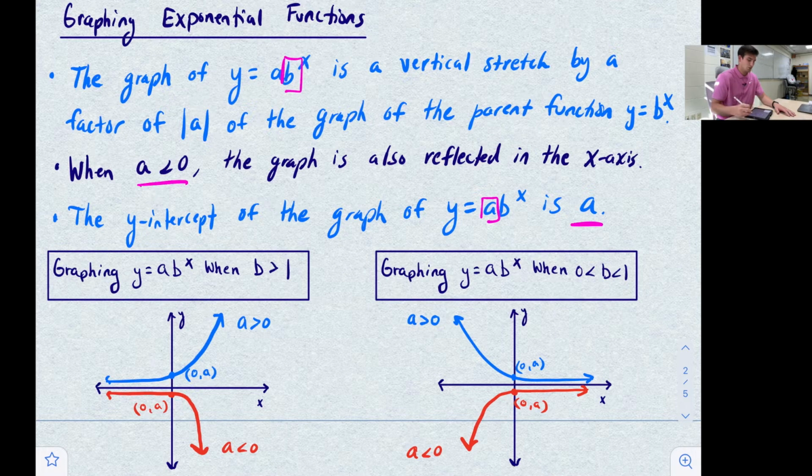B is what we are multiplying. Basically, it's our constant factor. So if I go from x value of 0 to x value of 1, what did we multiply by on our y values? That's what b is, okay?